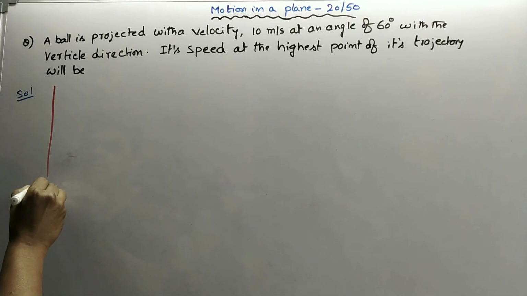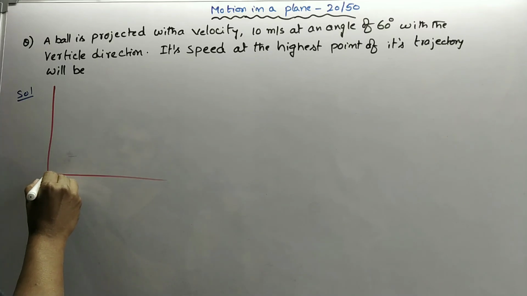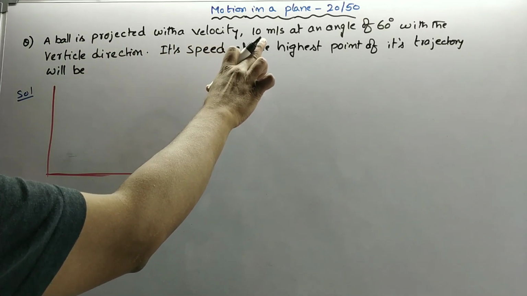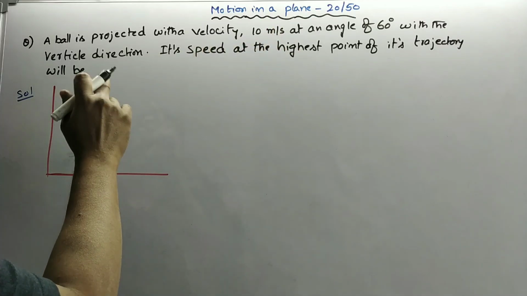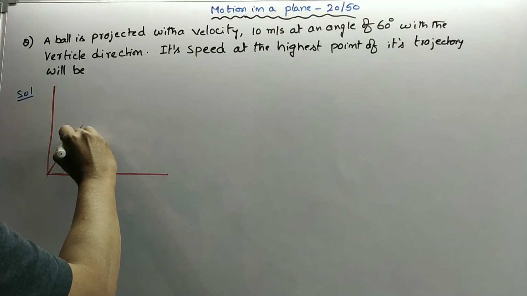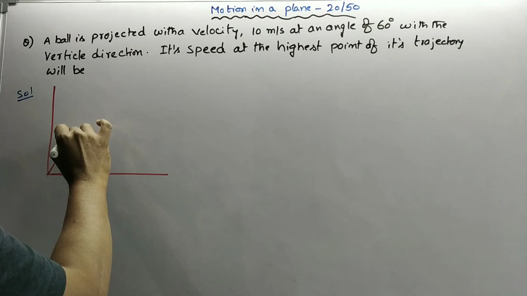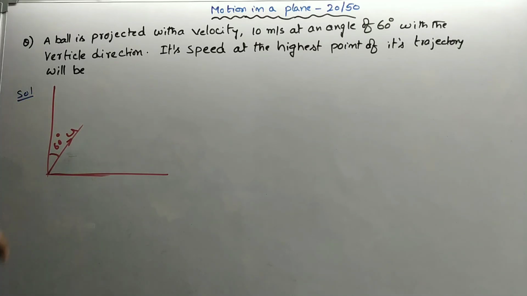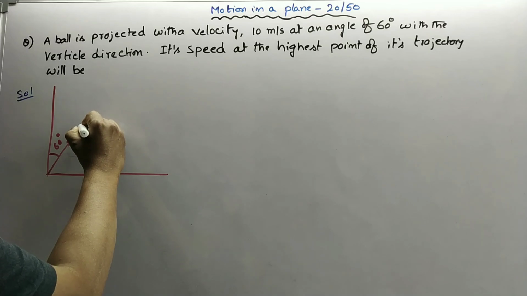To see, this is xy plane. A ball is projected with a velocity 10 meter per second at an angle 60 degree with the vertical direction. That means I would like to project a body with certain initial velocity. You make an angle say called 60 with respect to the vertical direction. So what happens? The body is moving against the gravity.